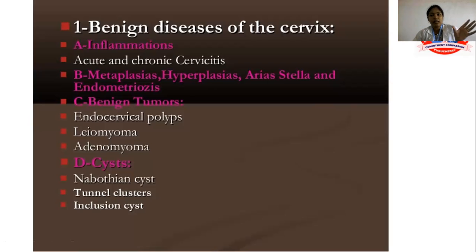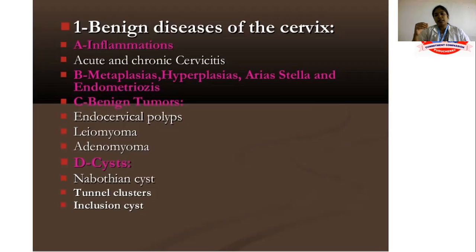So, the benign diseases of cervix can again be subdivided into inflammation, metaplasias, some of the benign tumors, and some of the cysts. So, what are all the inflammations that can occur in cervix? Inflammation can be categorized into two types. One is acute inflammation, the other one is chronic inflammation. Whenever there is inflammation, you can call it as itis, cervicitis. So acute and chronic cervicitis.